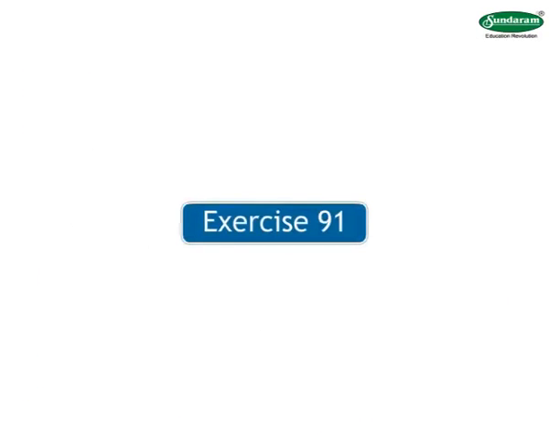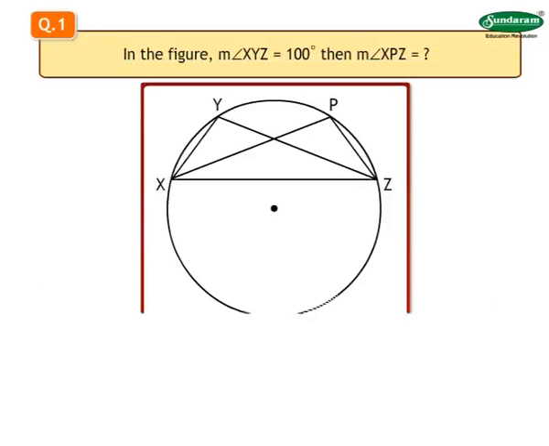Let us now solve a sum from exercise 91. Question 1. In the figure, measure of angle XYZ is equal to 100 degrees. And then, what is the measure of angle XPZ?